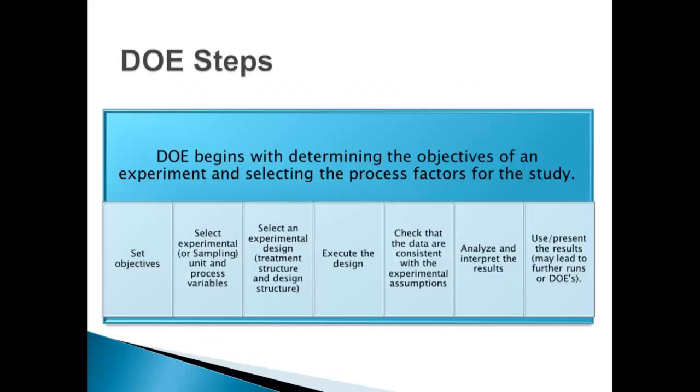Steps in achieving a desired design. The first is to identify the objective. Once we set the objective and then select the experimental unit, it will then help us to understand the type of experiment we should design, and therefore we select an experimental design. So this experimental design depends on the type of objective we set out to achieve.